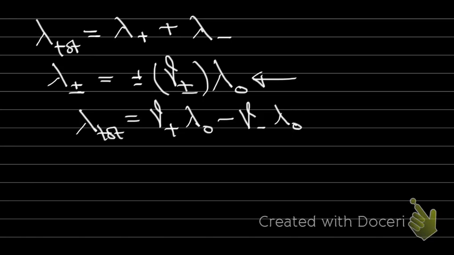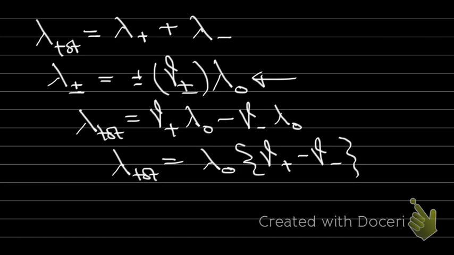Okay, so we could then see clearly that lambda naught could be factored out, and so your total charge density would be equal to lambda naught times (gamma plus minus gamma minus), right? Now we shall work out the Lorentz factor for these plus and negative charges. So we should work out these two things over here. That's our next task.